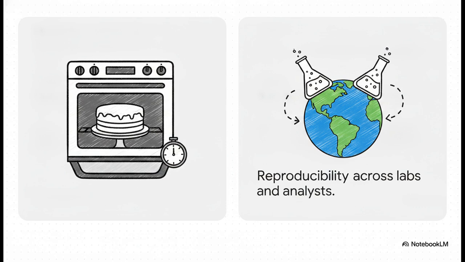If it does, your recipe is robust. Ruggedness, defined by the USP, is the reproducibility of results across entirely different labs, analysts, and instruments. This is like handing your favorite cake recipe to your friend in a totally different state, with a completely different oven. If they get the exact same cake, your method is rugged.